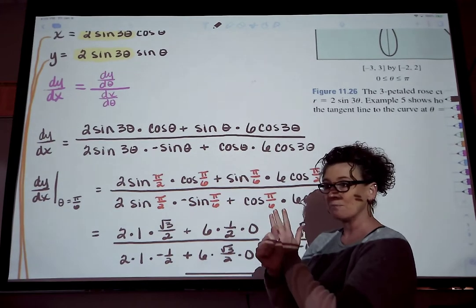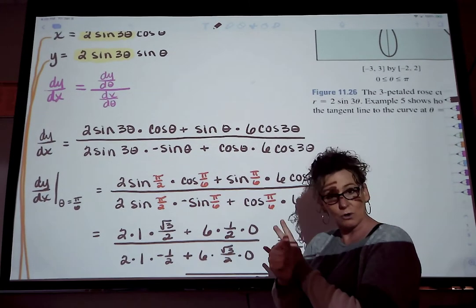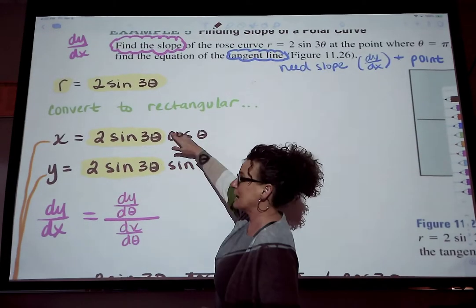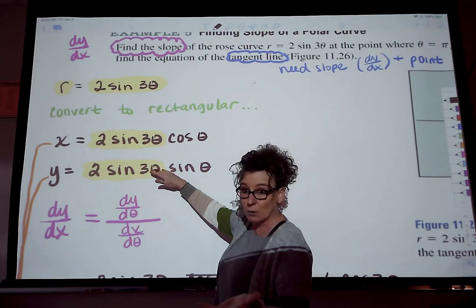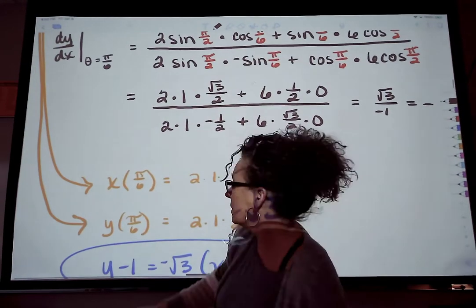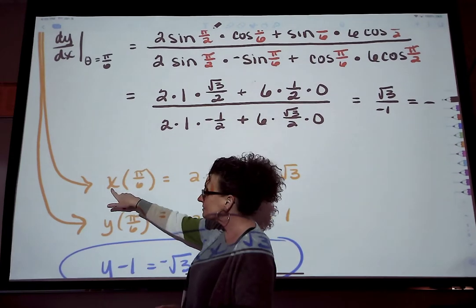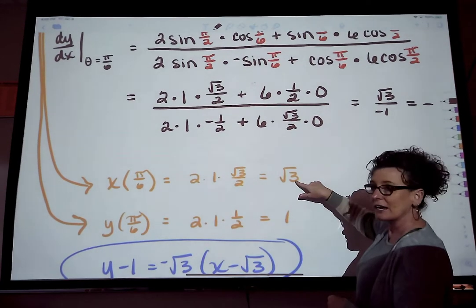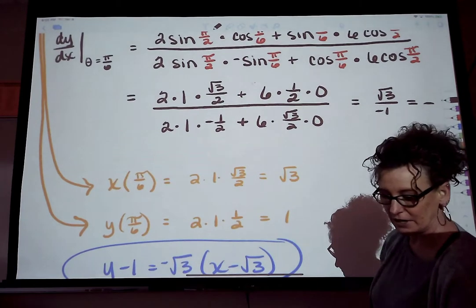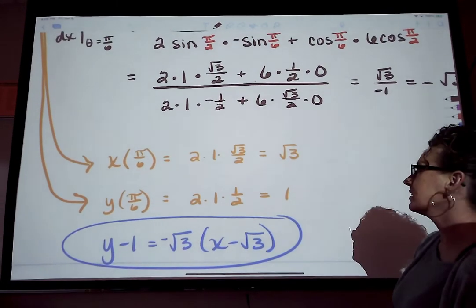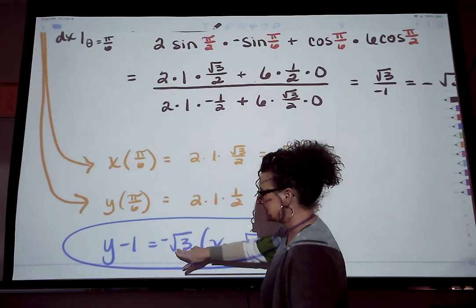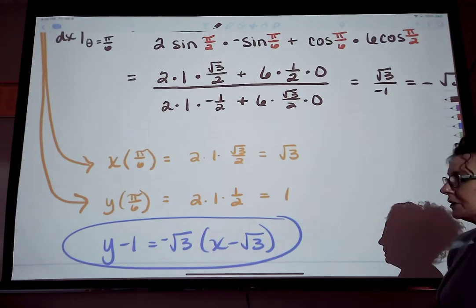Now, I have the slope. Now I need a point. I need xy coordinates. So to get xy coordinates, I'm just going to go back up here to my x and y equations. I sub in pi over 6 into my x equation, and I get my x coordinate. Sub into my y, and I get my y coordinate, and there you go. There's the equation of my tangent line. These were positive. They're in quadrant 1. My slope did turn out to be a negative. We knew it would. There you go.